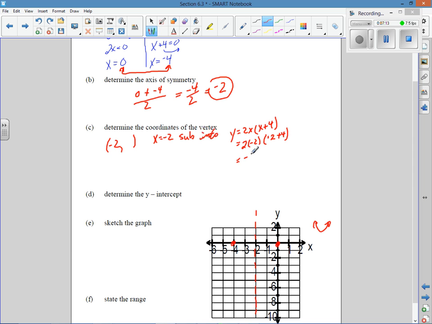So negative 4 times 2, negative 8. So the vertex is (negative 2, negative 8).